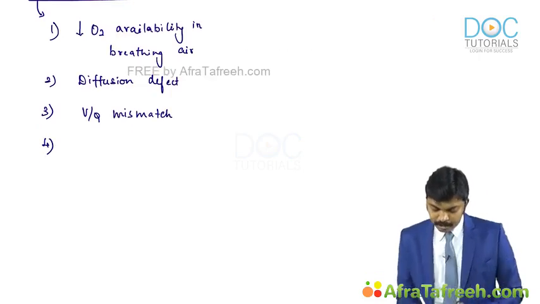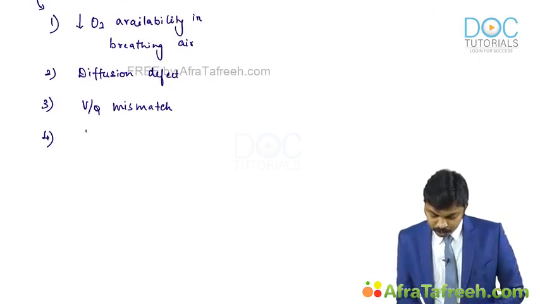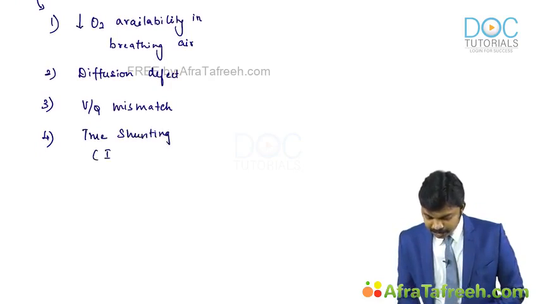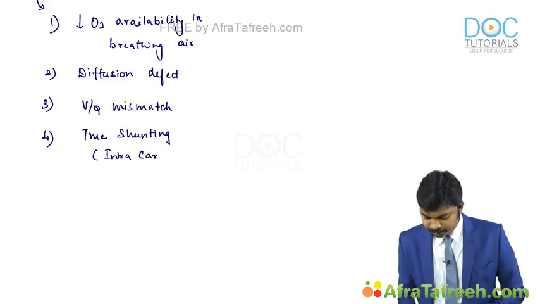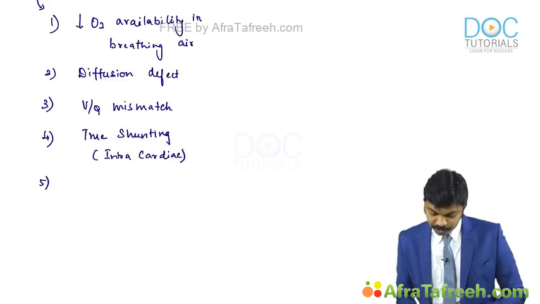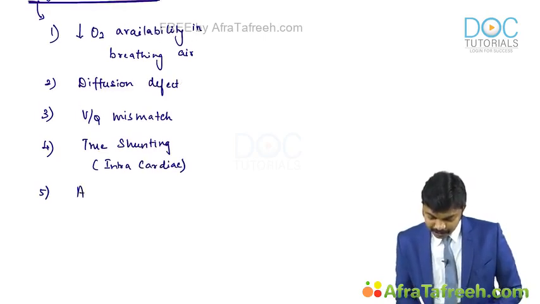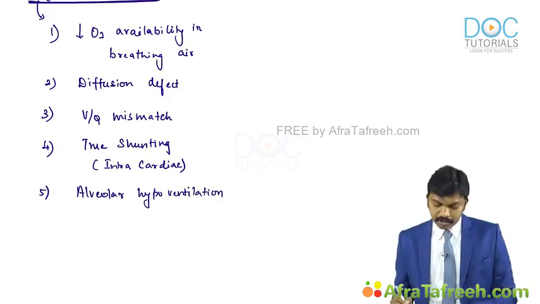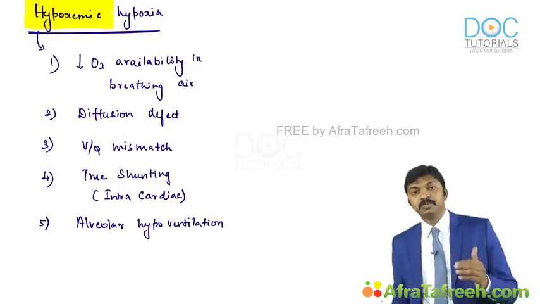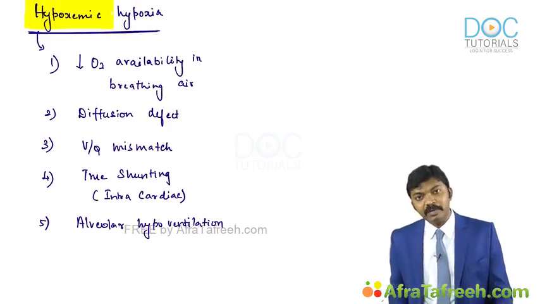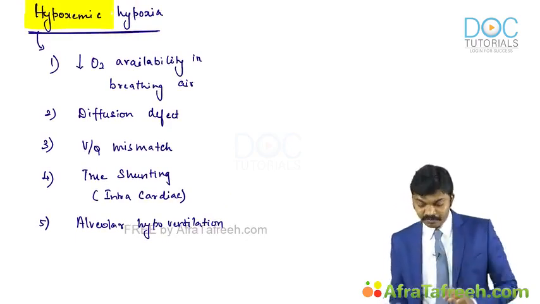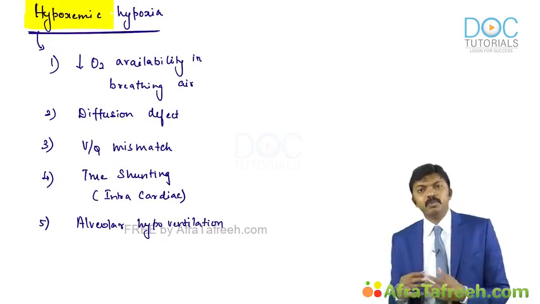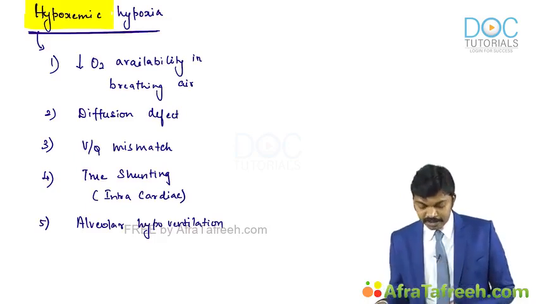Okay, people. Number 4, we have true shunting, that is intracardiac shunting. And number 5, we have clear cut alveolar hypoventilation. These are the 5 reasons that contribute to hypoxemia. Because of hypoxemia, it leads to hypoxia, doctors. Fine. Now, how to differentiate and what is the another point you need to know in this condition?